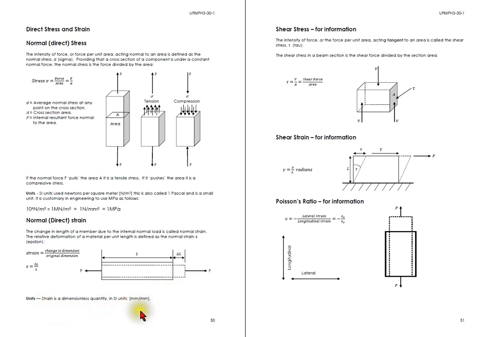Sometimes authors write the units as millimeters per millimeter or meter per meter to represent the fact that they measured the original lengths in those units. Sometimes authors also use percentage, so they might convert strain to a percentage by multiplying by 100 and putting a percentage sign on the end.